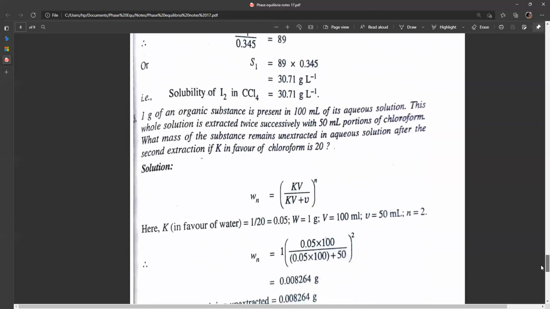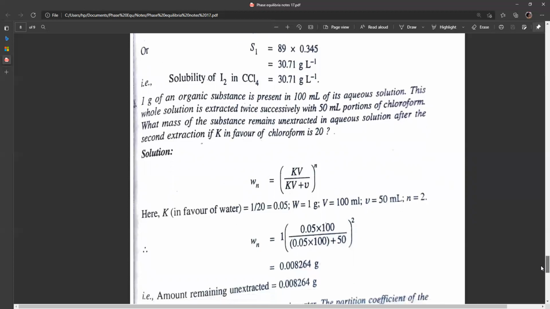Just by substituting, we can find out the solubility of iodine in carbon tetrachloride. Then the next problem is about solvent extraction. 1 gram of an organic substance is present in 100 ml of its aqueous solution. This whole solution is extracted twice successively with 50 ml portions of chloroform. What mass of substance remains unextracted in the aqueous solution after the second extraction, if K in favor of chloroform is 20? So Wn, the weight, is equal to (KV by KV plus v) raised to n.